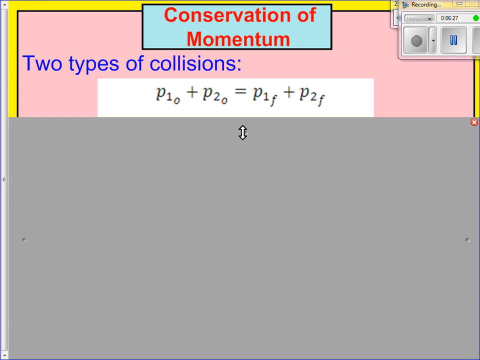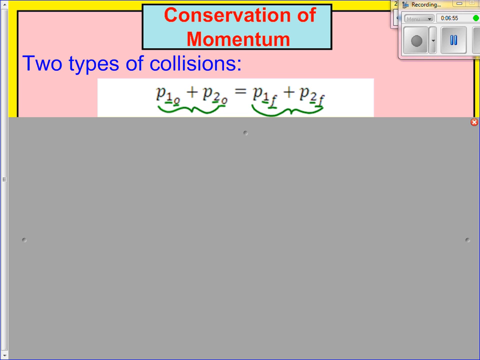Okay, now that we know those types of collisions, let's look at the math. Conservation of momentum can look like this. P1 initial plus P2 initial equals P1 final plus P2 final. That sounds really complex and it looks really scary, but it's actually very simple. All that that's saying is the momentum of object 1 initially plus the momentum of object 2 initially added together must equal the momentum of object 1 finally plus the momentum of object 2 finally.